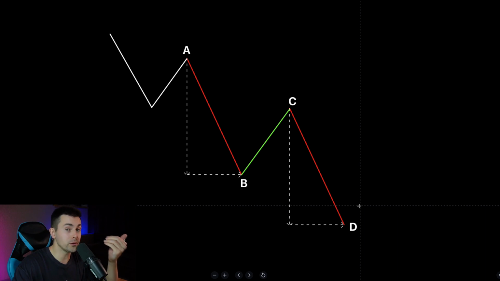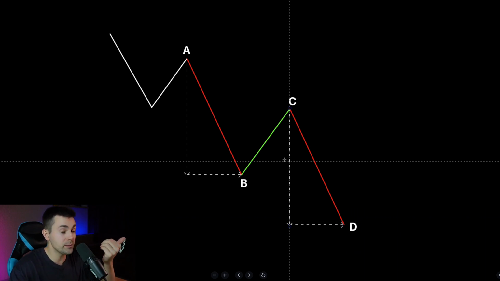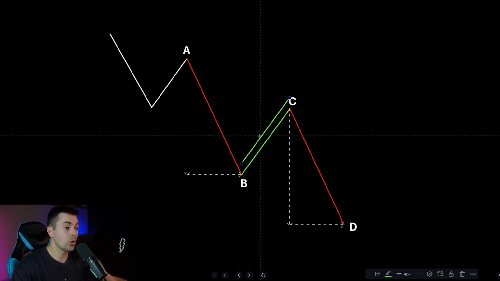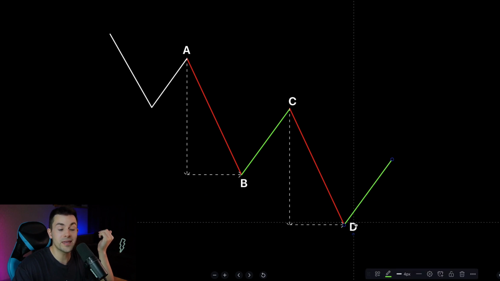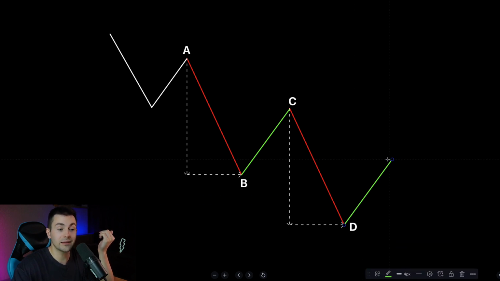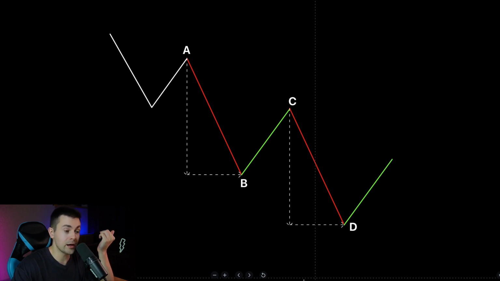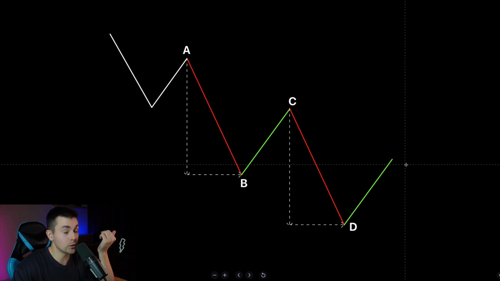And in order to project to where the market will go from the D point, we will take our B2C leg, we will copy, and we will draw that from the D point. And its completion, the completion of that leg, will show us the level to where the market will retrace.